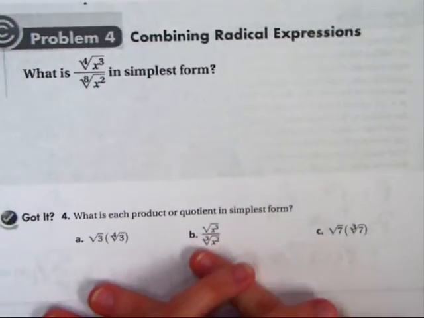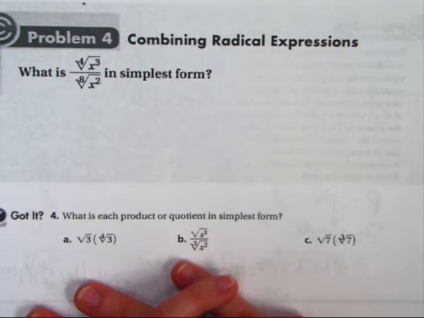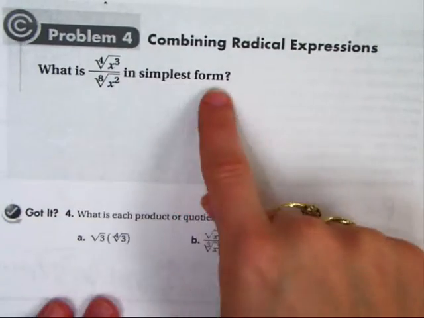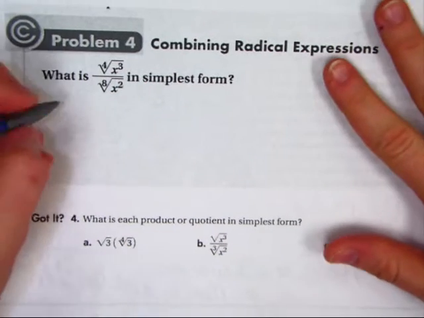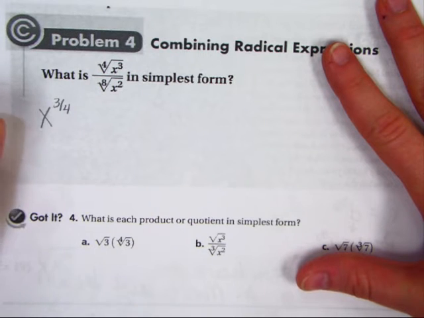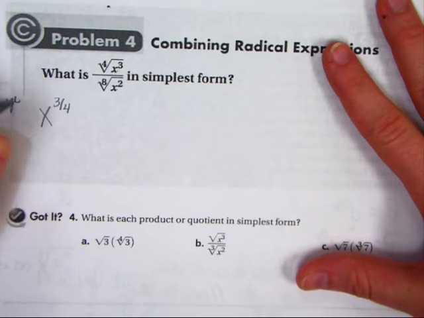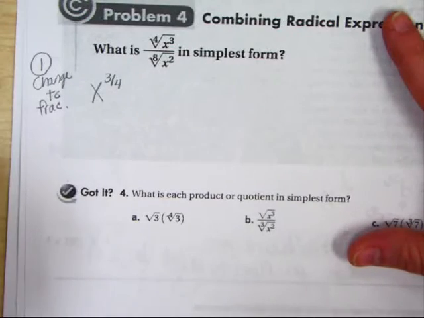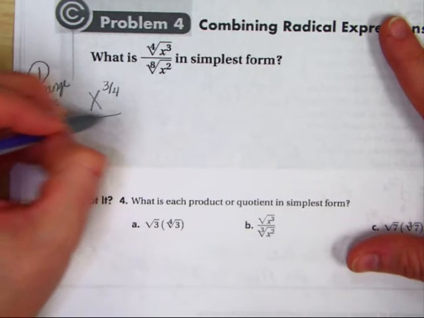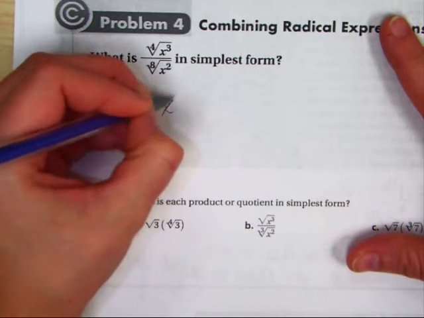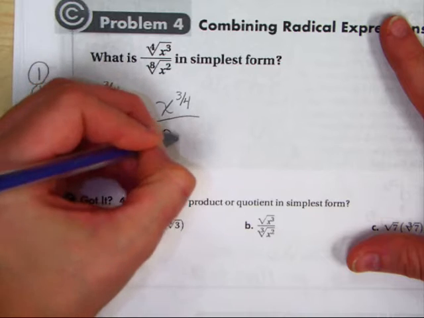Problem 4, combining them. What is the 4th root of x cubed over the 8th root of x squared in simplest form? What I want you to do is follow steps. And this is whenever you see simplest form combining radical expressions. Ready? That is x to the 3/4 power. So step 1, change to fractions. X to the 3/4 over x to the 2/8. Now let's go ahead and fix the bottom. That's x to the 3/4 over x to the 1/4.